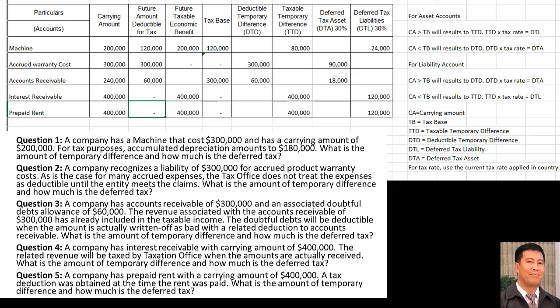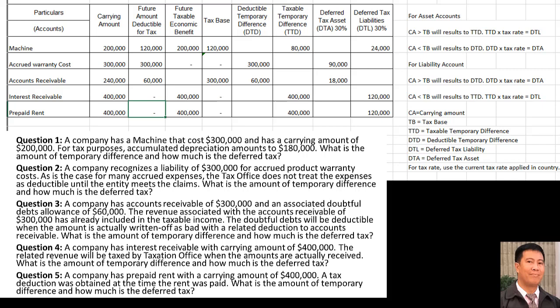So, quick thinking. When you talk about carrying amount, automatically that is using accounting rule or accounting standards. Tax base, that is using tax rules. Are we clear on question number 1, where we got that $120,000? Now let's go and see this.